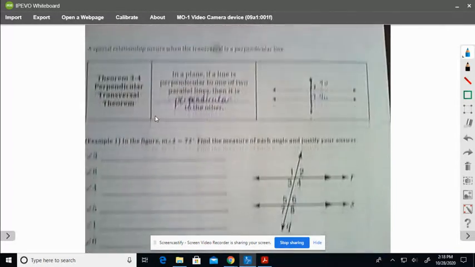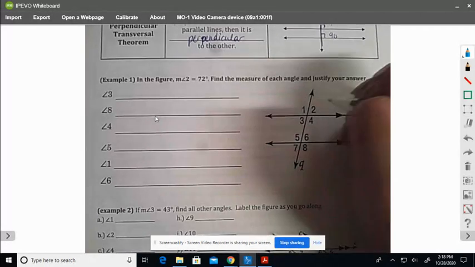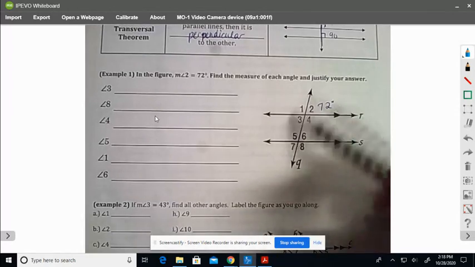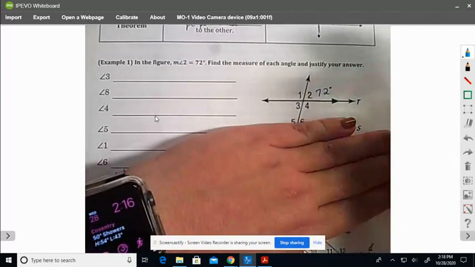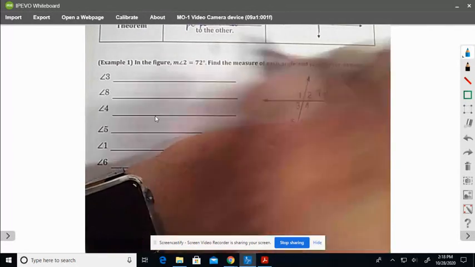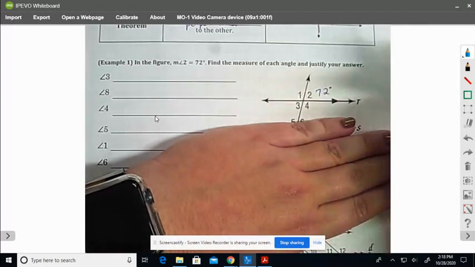Now, this wants us to, using the relationships we just learned, identify what the angle measures are. So if angle 2 is 72, I can actually find all of these angles. First off, I can just look here at these. I have vertical angles here and supplementary angles. So not even thinking about this new stuff, just thinking about the stuff we learned last unit.